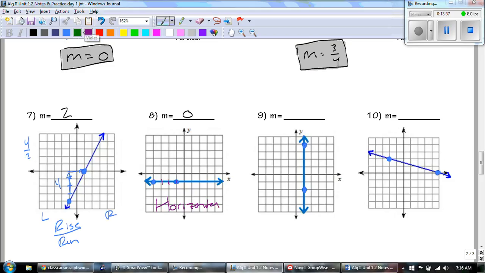Okay? Once again, just being able to look right away and be like, hey, Mr. Grice, this is a vertical line. It's going up and down. All right, so that means this is undefined. Okay? And the last one, remember from left to right, it is falling. So it's going to be fall over run. I'm going down 2, 1, 2, 3, 4, 5, 6, 7 over 7. So that means my slope is negative 2 over 7.